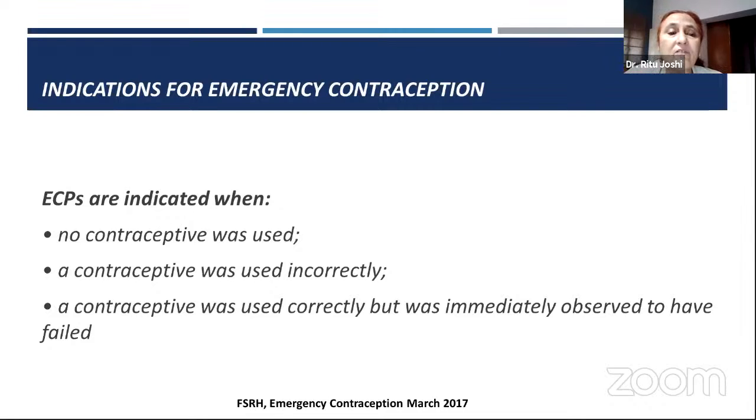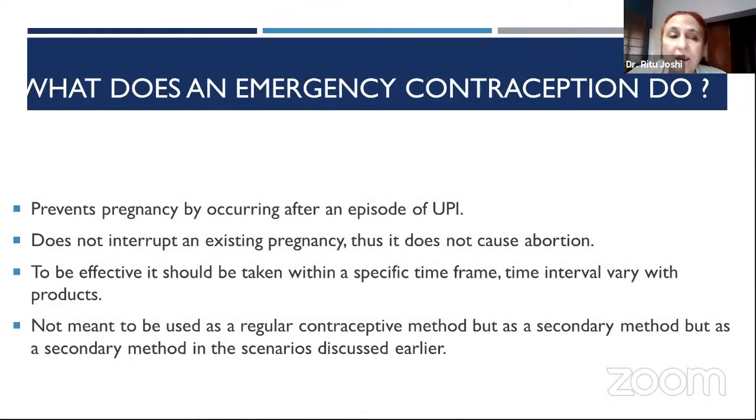They are also indicated when no contraceptive was used, when it was used incorrectly, or when a method was used correctly but was not immediately taken care of. So what does emergency contraception actually mean? It just prevents pregnancy after an episode of unprotected intercourse, but it does not interrupt an existing pregnancy. So always remember that an emergency contraceptive pill is not an abortion pill. So we need a backup method, and it is not to be given once a pregnancy has been diagnosed.